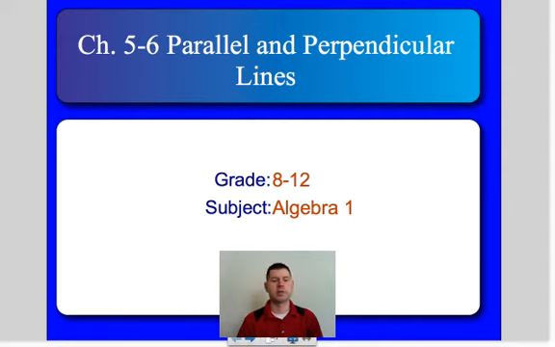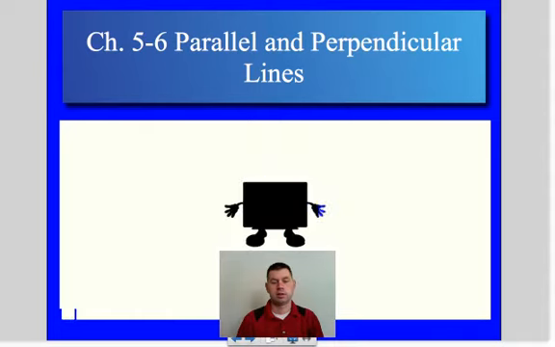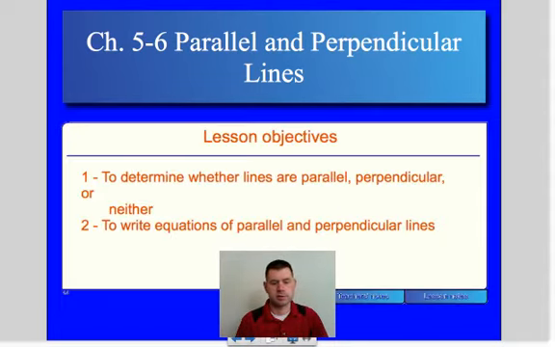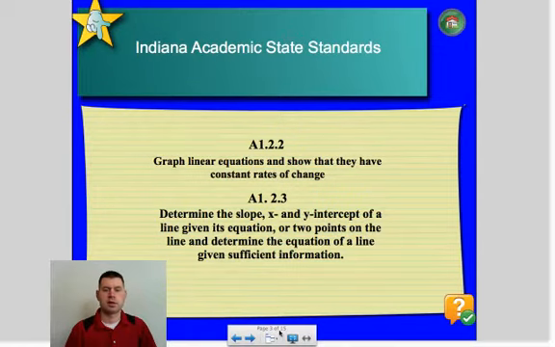Okay, well today we're going to be talking about Chapter 5-6, Parallel and Perpendicular Lines. And our parallel and perpendicular line objective for today is to determine whether lines are parallel, perpendicular, or neither, and then also to write equations that are parallel and perpendicular. Okay, so our standards are A1.2.2 and A1.2.3.